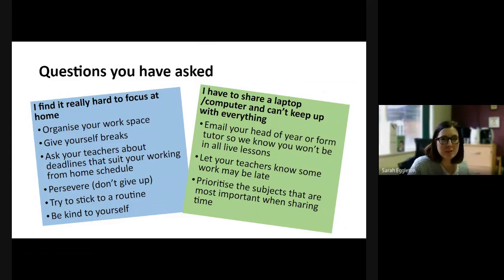And give yourself breaks. If you find it difficult to concentrate for long periods of time, just set a little timer on your phone, give yourself 5 minutes to walk around the house, and then come back to your lesson.